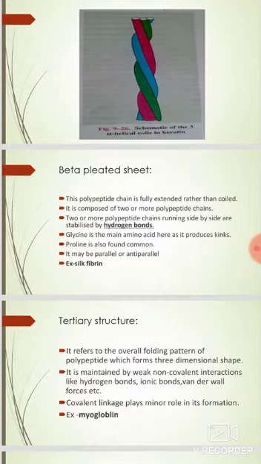Beta pleated sheet. The polypeptide chain is fully extended rather than coiled. It is composed of two or more polypeptide chains running side by side, stabilized by hydrogen bonds. Glycine is the main amino acid here as it produces kinks. Proline is also found commonly and it may be parallel or anti-parallel. Example is silk fiber.